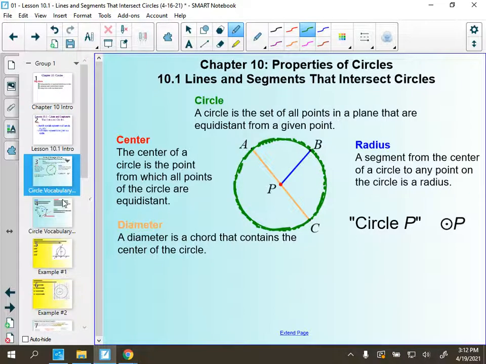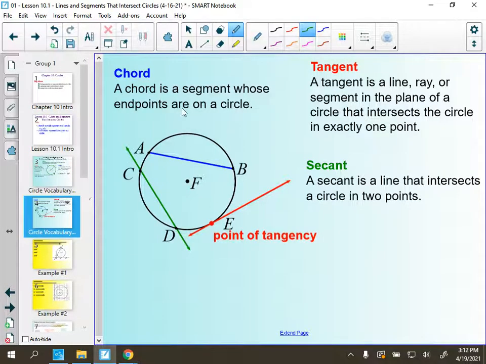Now a little bit more circle vocab. These three, I would guess, are probably ones you're not quite as familiar with. Chord for one of them, but then two more. So let's take a look at the next one. A chord, what is that chord we were talking about? It's a segment whose endpoints are on the circle.